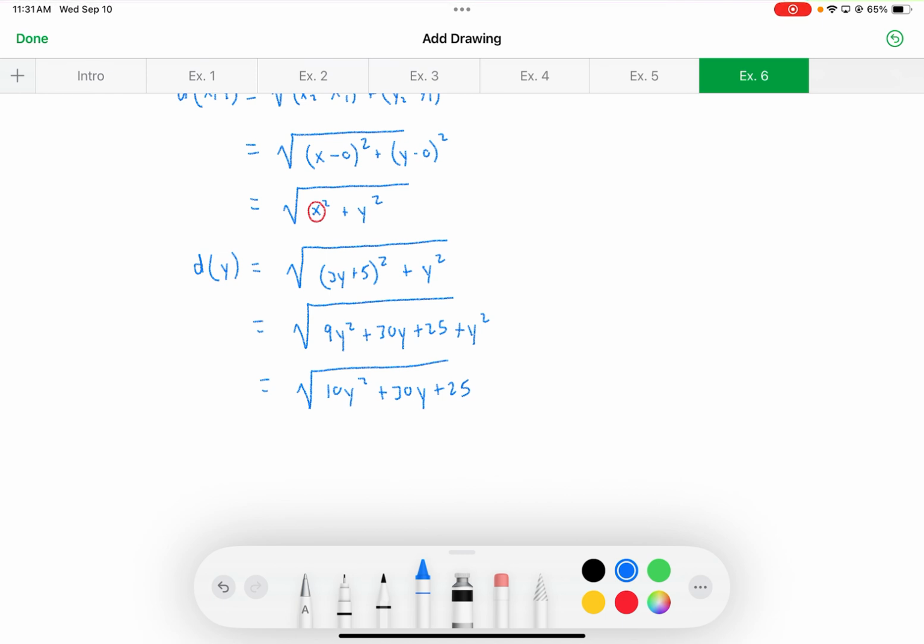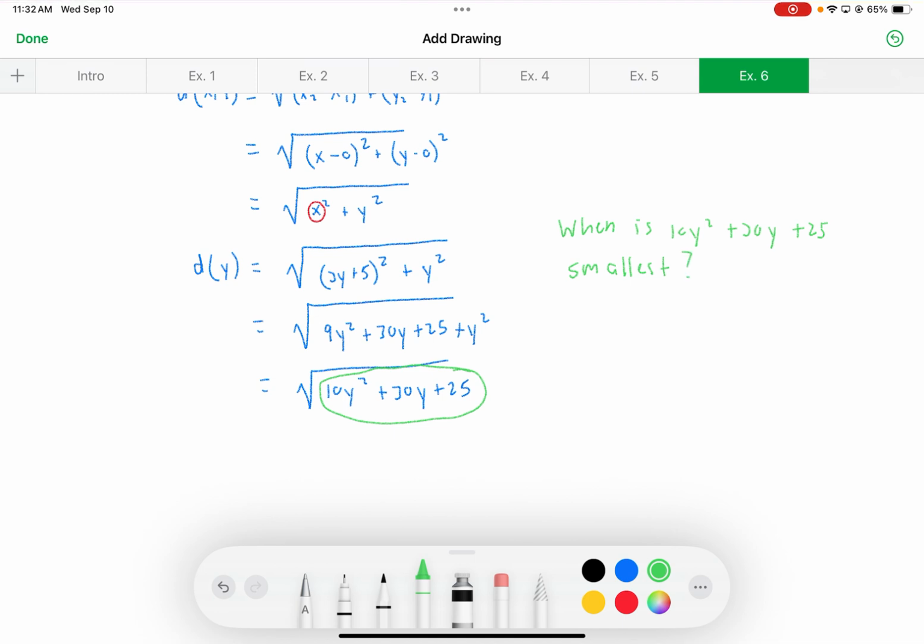Okay, now we're to a point, because we now are in terms of one variable, where we can answer the question, right? It says find the point that is closest to the origin. So that means we need the smallest distance possible, right? Well, for this square root to produce the smallest distance possible, I need the radicand to be as small as possible, right? So we're going to ask this question. When is 10y squared plus 30y plus 25 smallest?